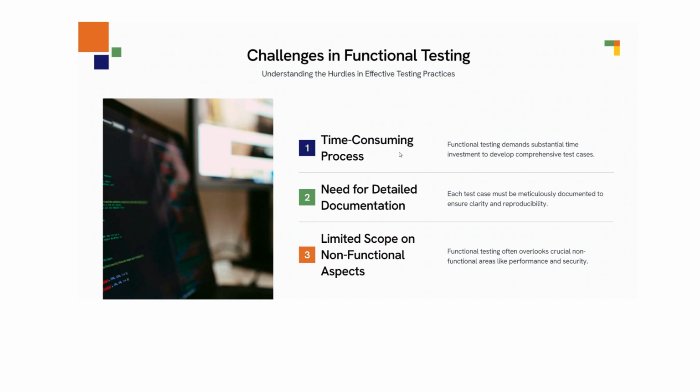So we usually create positive test cases, negative test cases, all types of test cases and test scenarios, use cases basically, or need for detailed documents. Each test case must be meticulously documented to ensure clarity and reproducibility. This means that we need to create detailed documentation and detailed steps for each test case, showing that whatever the step is, the expected result is also written there.